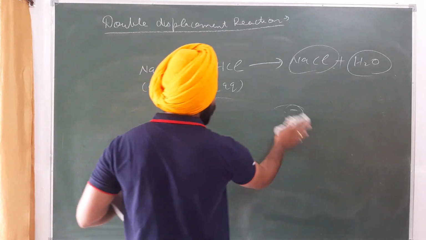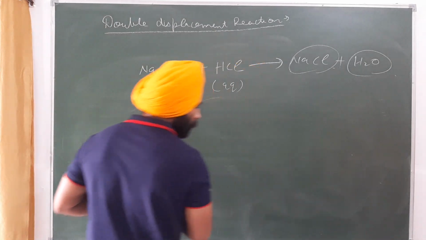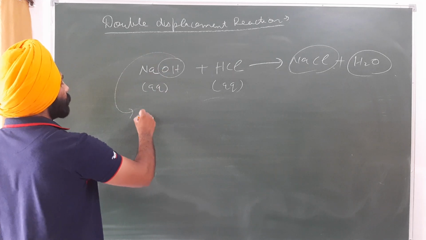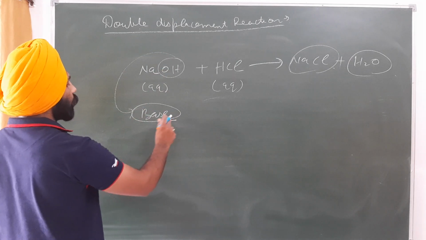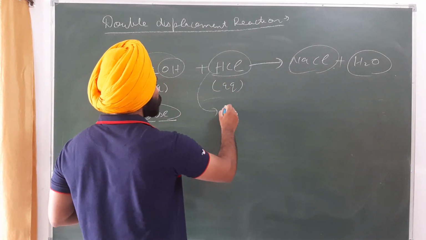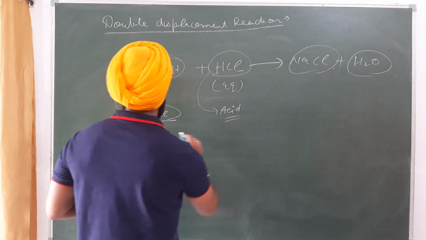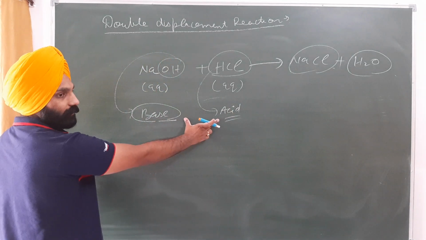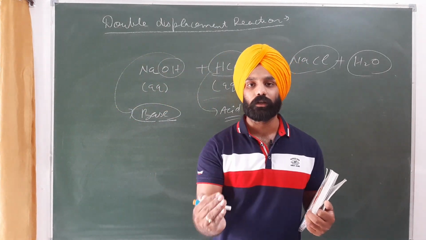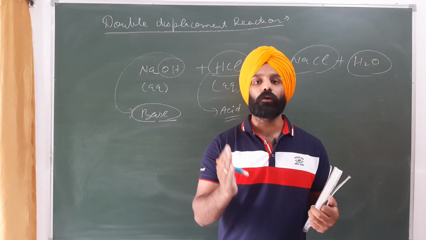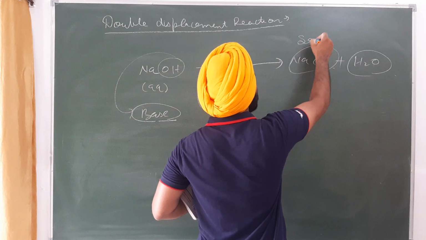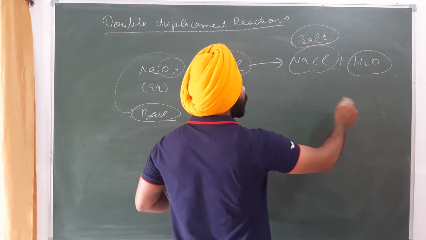Why is this called a neutralization reaction? Because the hydroxide part is a base, a compound having basic properties. This is an acid. So when base and acid react by the phenomena of double displacement reaction, the product will be a salt, NaCl, and water.